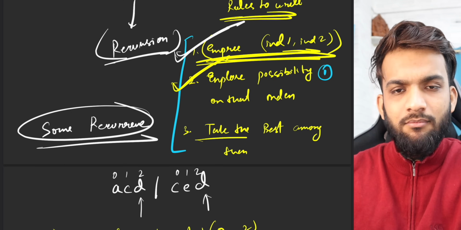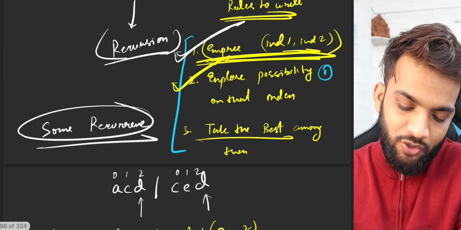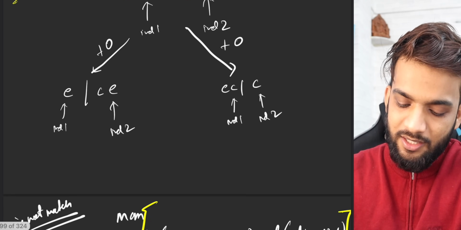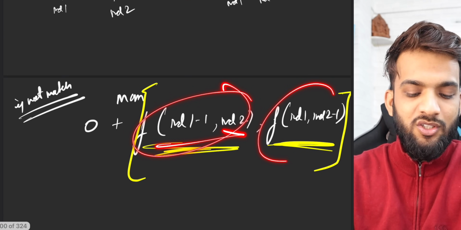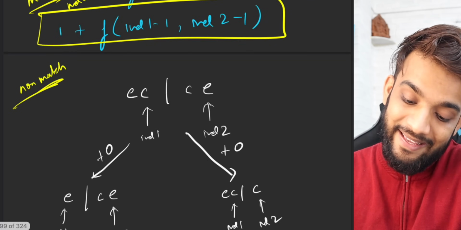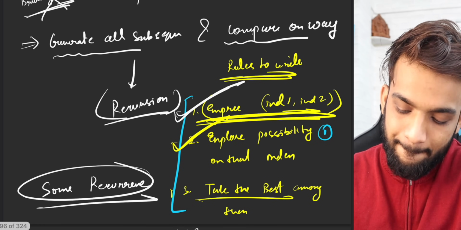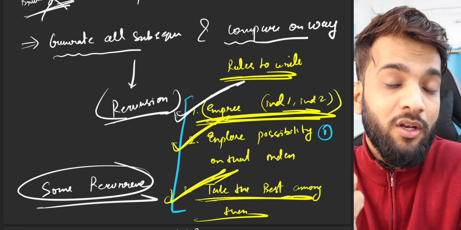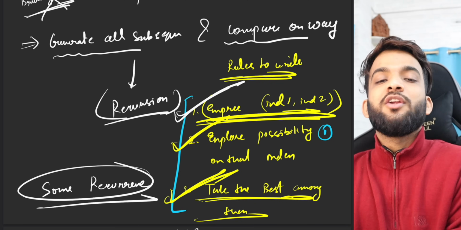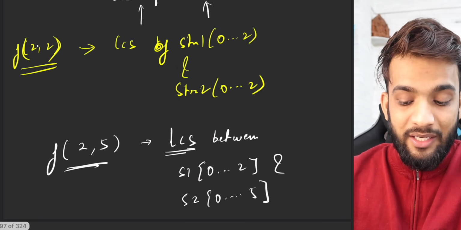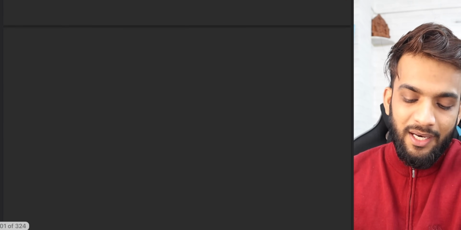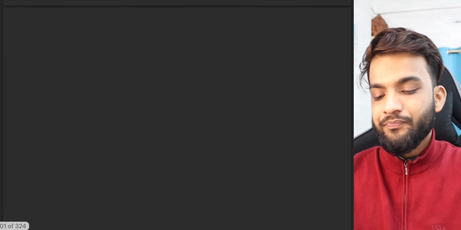Take the best among them. You're taking the best among them. On match, you take this. And if they do not match, you take the best of this or this. So you've also done take the best among them. That's how you can easily think in terms of DP on strings. I'll be drawing the recursion tree, don't worry about that. What about the base case? We will think about that. But let's try to write the code in short as of now, and then I'll think about the base case.